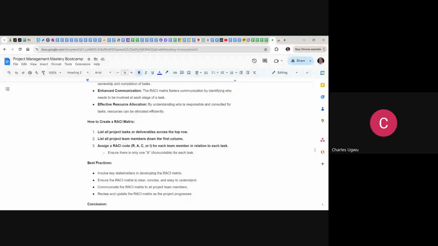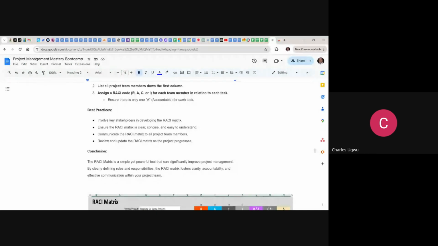So how do we create this RACI matrix? Here it is. List all the project tasks or deliverables across the top row, then list all the project team members down the first column. Assign a RACI code to each of the members in relation to the task. So let's see how it's done practically.